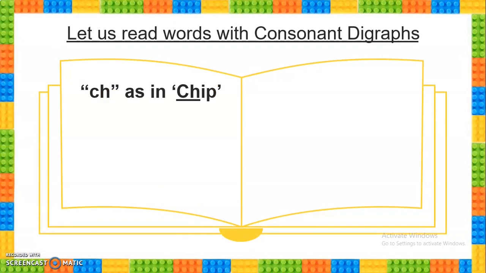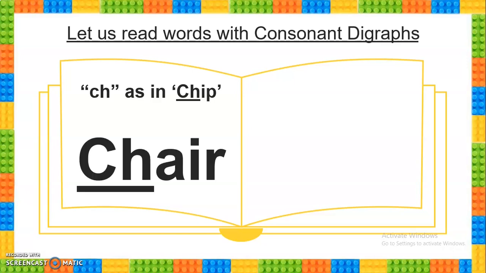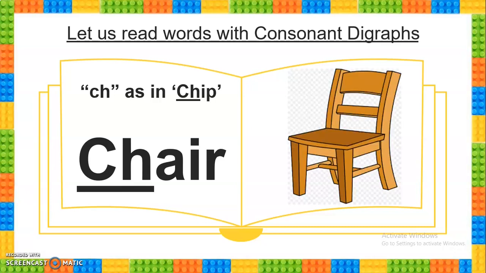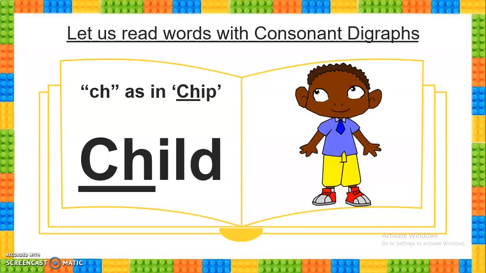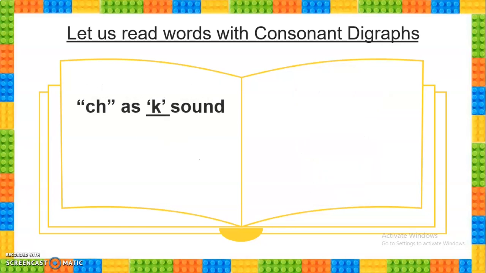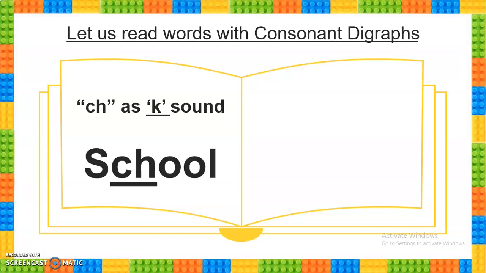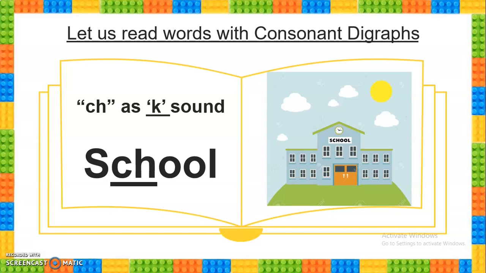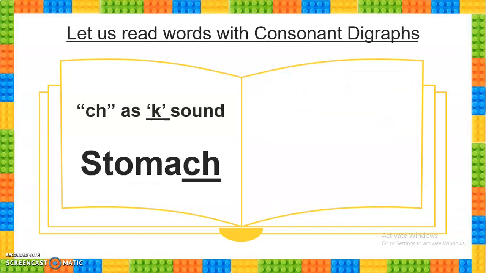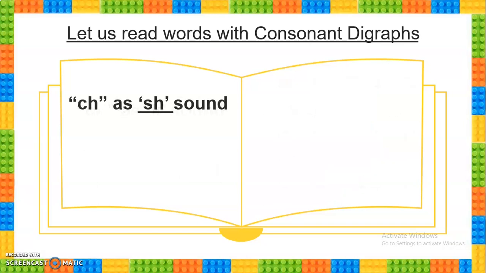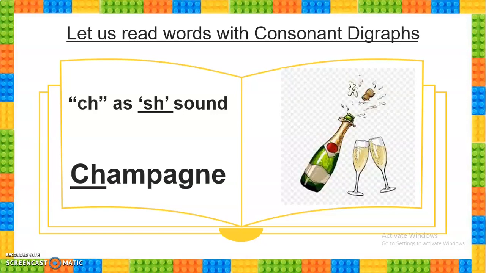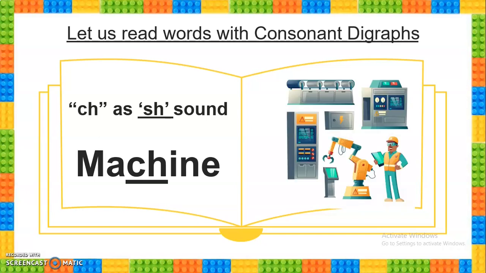First, ch as in the word chip. Chair, chair. Child, child. Ch as k sound. School, school. Stomach, stomach. Now let us practice with ch sound as sh in words like champagne, champagne, machine, machine.